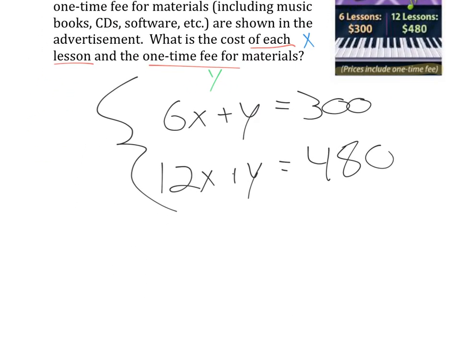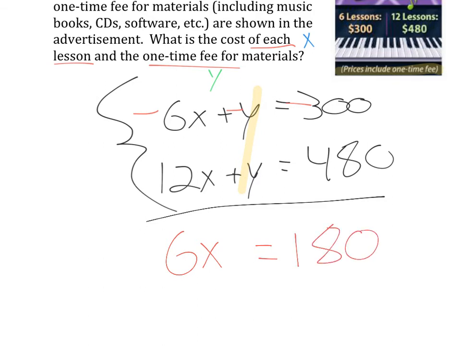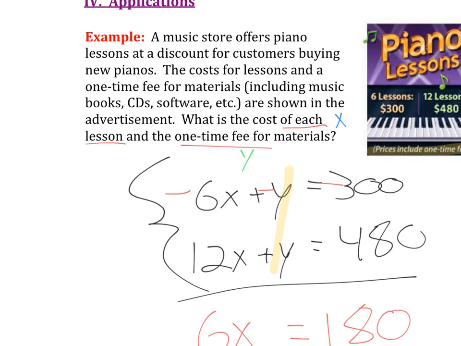Now, some of you might be tempted to do some substitution because we have a y all by itself here or here, but I'm going to lean towards elimination because if I just make everything negative on that top equation, these y's are going to cancel out quite nicely. If we do that, we're going to get negative 6x plus 12x, that's positive 6x, y's are gone, equals 180. So x is going to be 30.